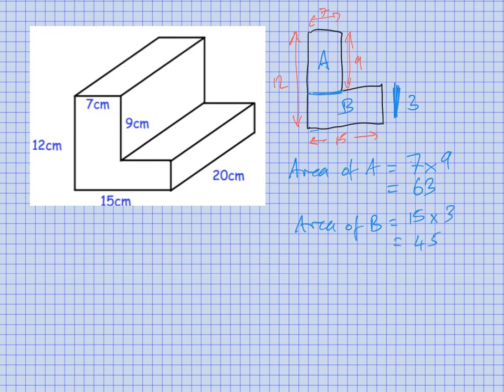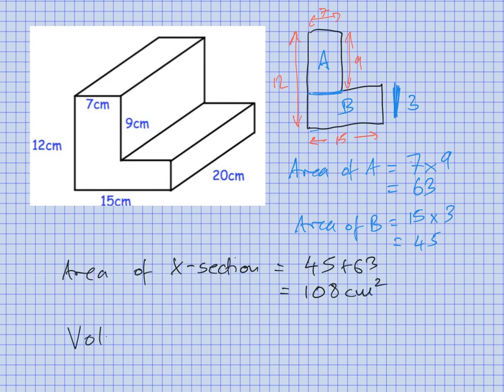That tells me then that the area of the cross section, the second part of the work that we have to do, the area of the cross section is equal to 45 add 63, which is 108. Check for your units. I've got centimeters squared.